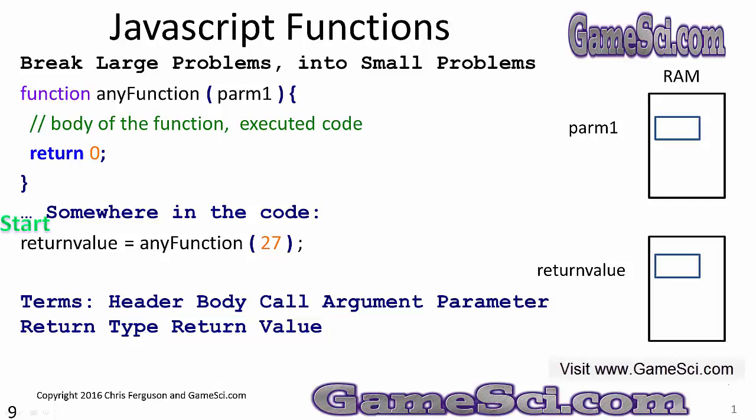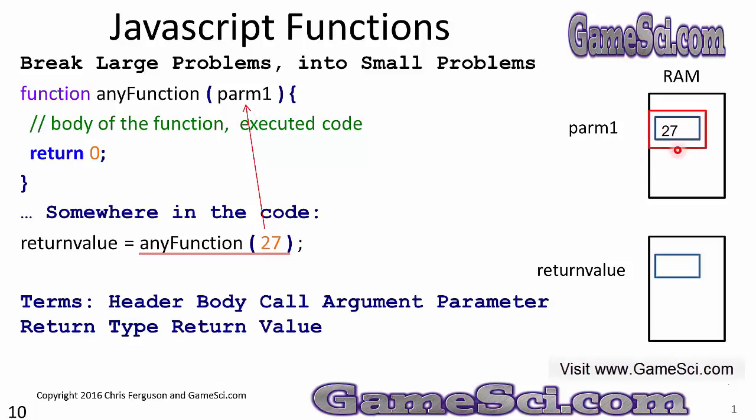Let's trace some code and see how it works. Again, this is very generic code. I want you to focus on the mechanism of calling and executing a function, not on a specific application or purpose. We're going to execute anyFunction and pass it the argument 27. This is clearly the call to the function here. And notice how the 27 gets passed to parm1.